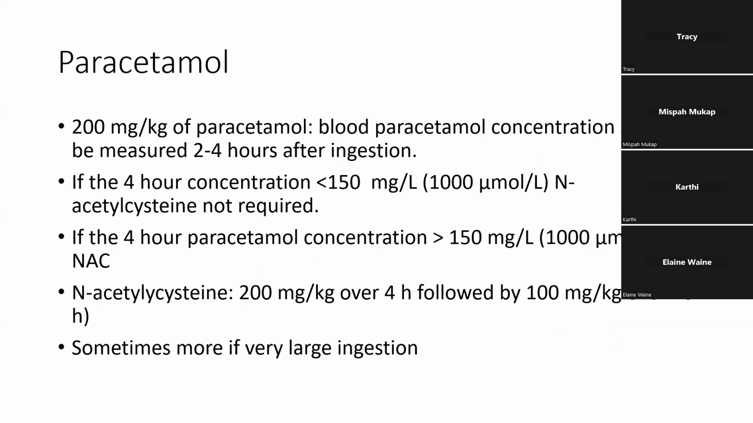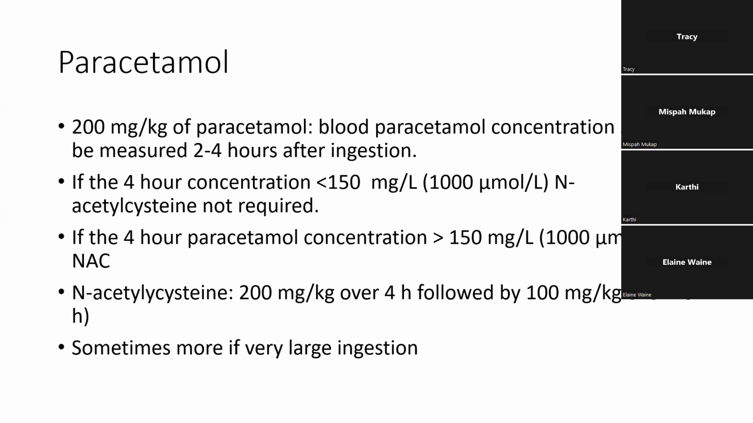The treatment for it, as I said, is N-acetylcysteine. Ideally, you need to measure the blood level of paracetamol. If the lab can't measure the blood level of paracetamol, then giving N-acetylcysteine anyway is very safe. It's a very safe medication to give, and the way you give it is, well, if you can measure the level at 4 hours, then there are certain levels under which you don't need to give it, and certain levels above which you do.